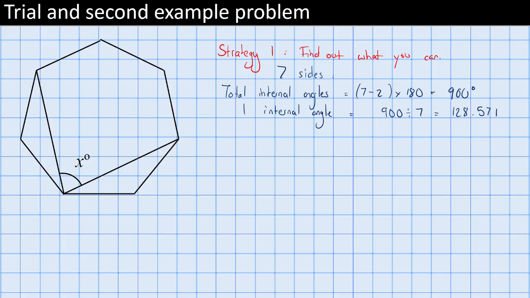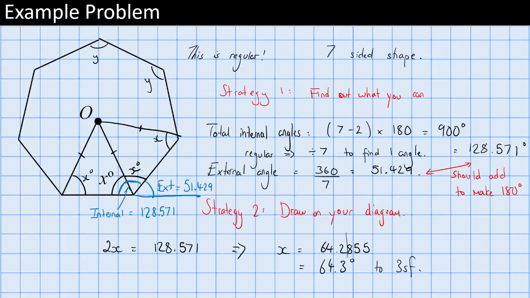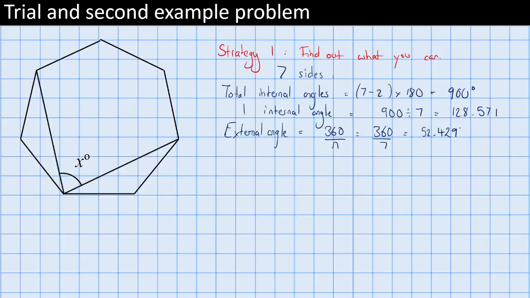Again, I don't know if I'm going to need that information. I'm just finding out what we can. And we've also got that the external angle is 360 divided by n, or 360 divided by 7, which we said was 52.429, I think we said, did we? Yes, we did. I can remember that one, apparently.